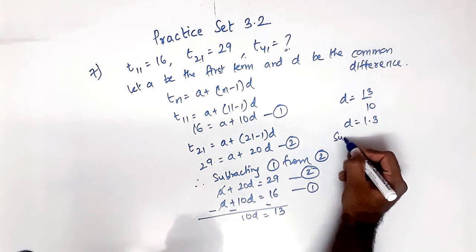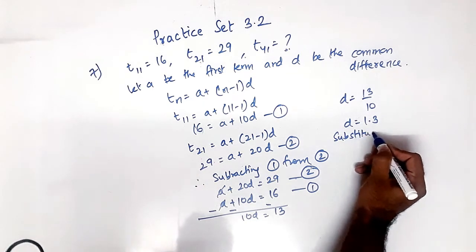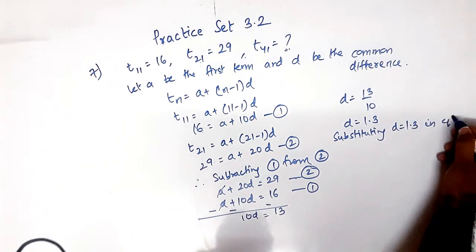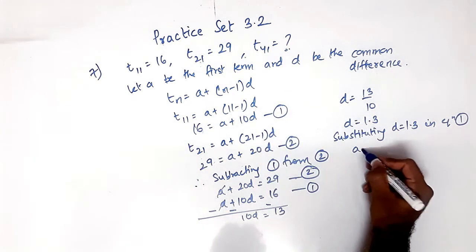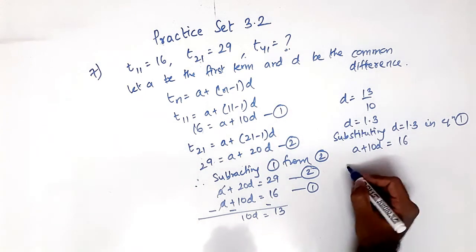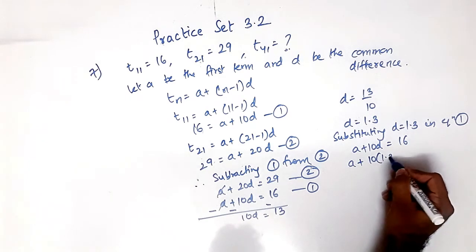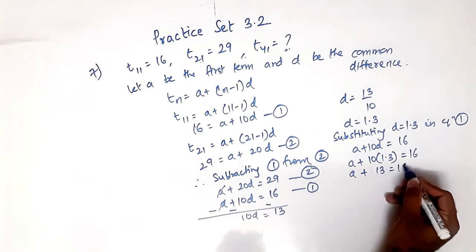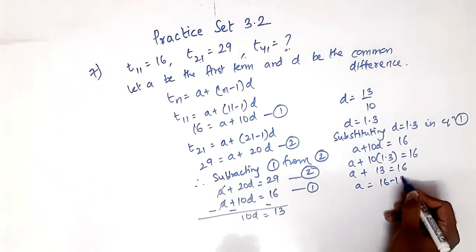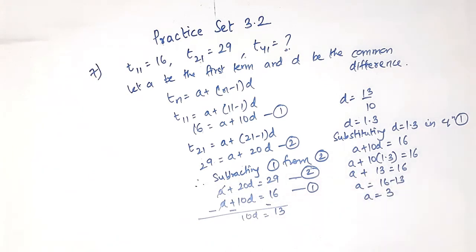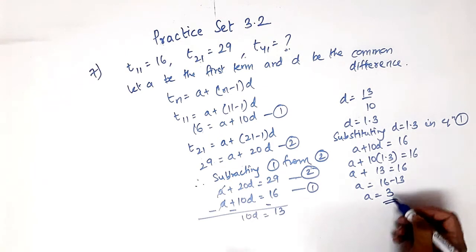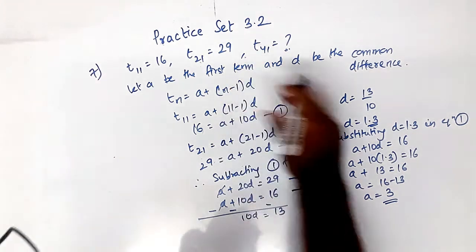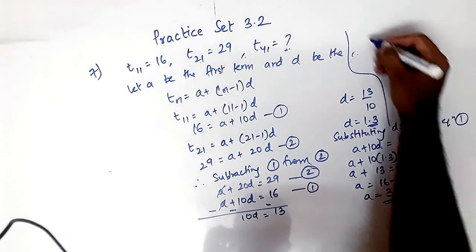Now we'll substitute this d to find a. Substituting d equals 1.3 in any equation you can take, a plus 10d equals 16. So a plus 10 into 1.3 equals 16. A plus, this is 1.3 into 10 will become 13. So a is equal to 16 minus 13. Therefore a is equal to 3. You got a now, you got d now. Okay, it is very simple to find what is T41.